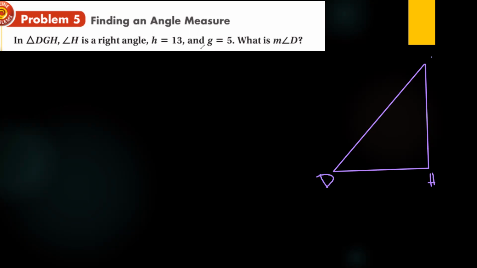Here, in the triangle DGH, angle H is a right angle. So, as I told you before, you need now to draw the right triangle. H is right, so we have D, G, and H. And then H small. This is H small.